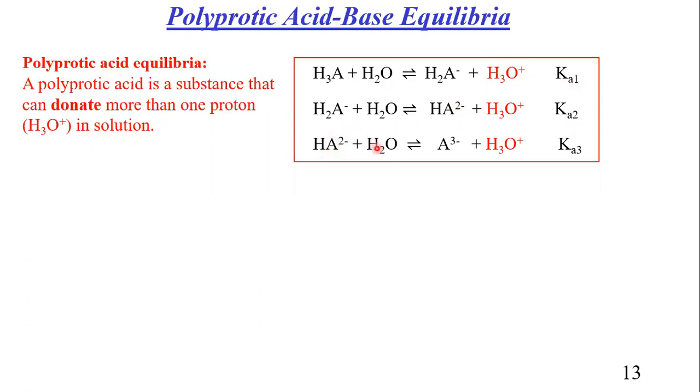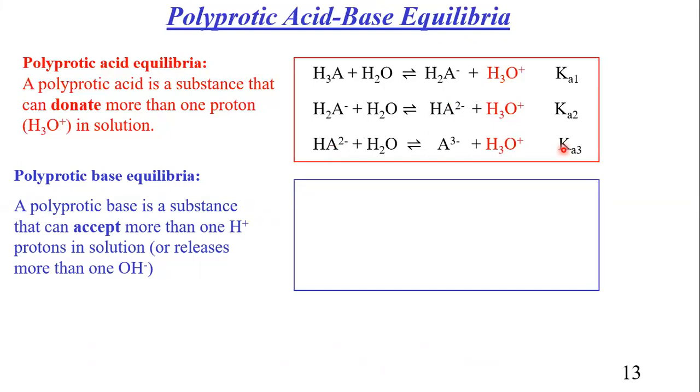And in this case, even the HA2 minus also has a proton which can be donated, and thus it also can donate its proton. HA2 minus becomes A3 minus, having lost a proton, and a third H3O plus is produced. Again, the Ka3 in this case is never the same as the above. And usually Ka1 is much bigger than Ka2, and that is way bigger than Ka3 in the majority of cases, actually in all cases pretty much.